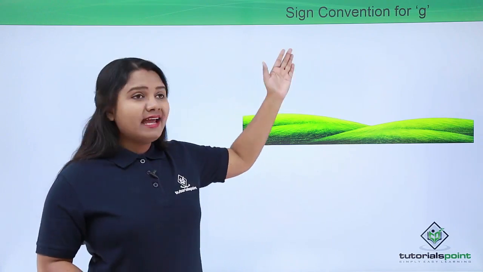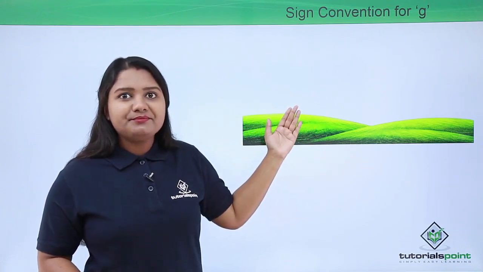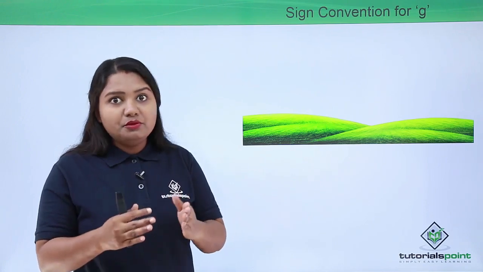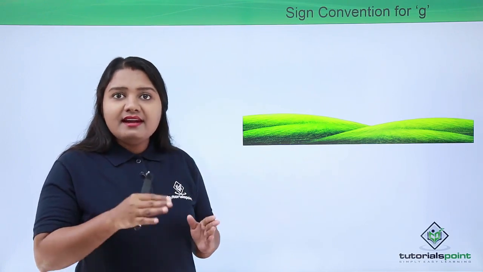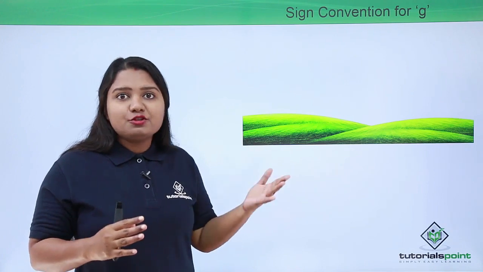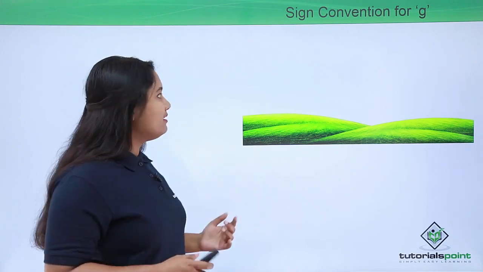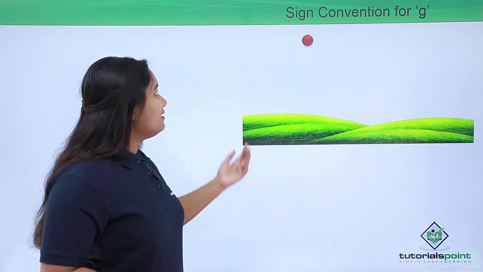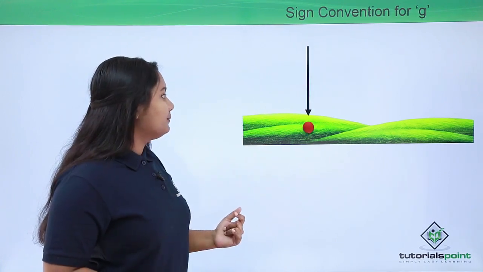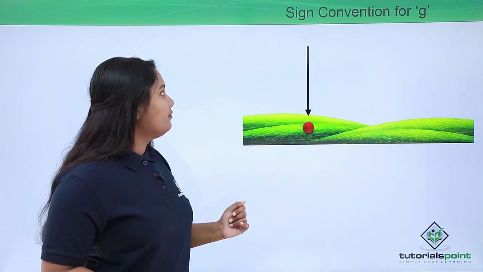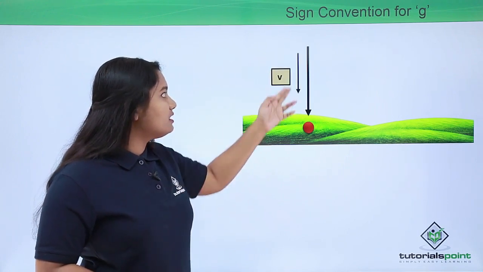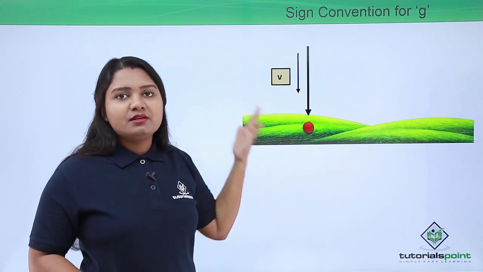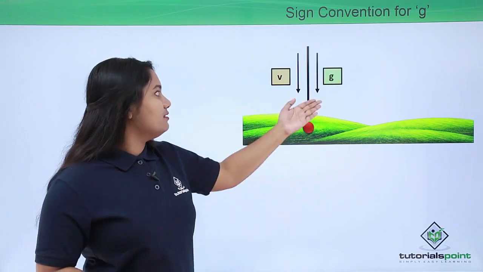The first thing is the sign convention for g, which means that we need to know in which case the g value is taken to be positive and in which case it's taken to be negative. So let us see how it varies. Now let's take the downward motion of a body like this. In this kind of motion, the direction of velocity is in the downward direction, and the acceleration due to gravity is always in the downward direction, which is this.